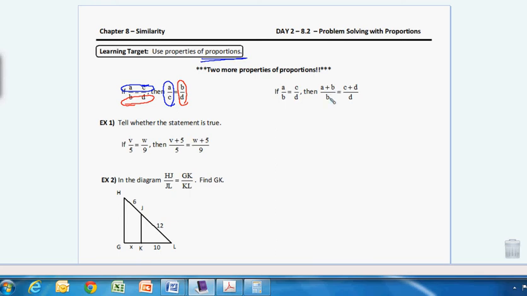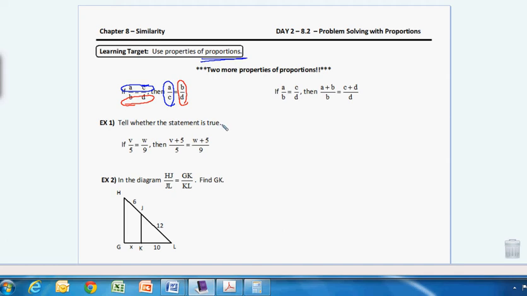The other property over here: we have A over B equals C over D. Then A plus B over B equals C plus D over D. Because if we were to separate this, we would still end up with this information. We'd have B over B, which is 1, and D over D, which is 1. So let's look at some examples.